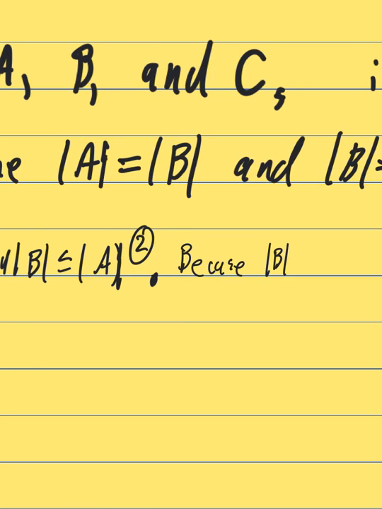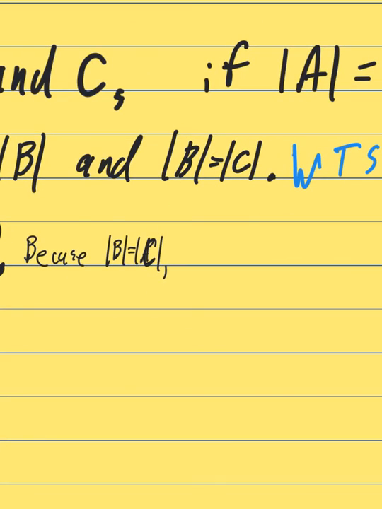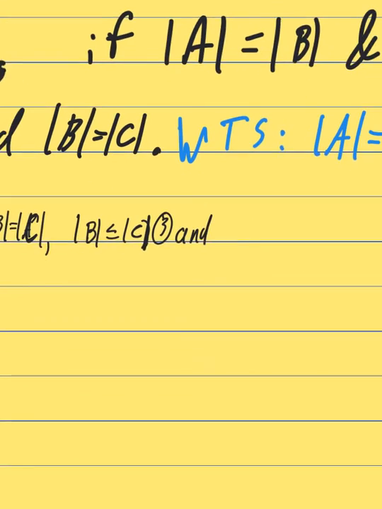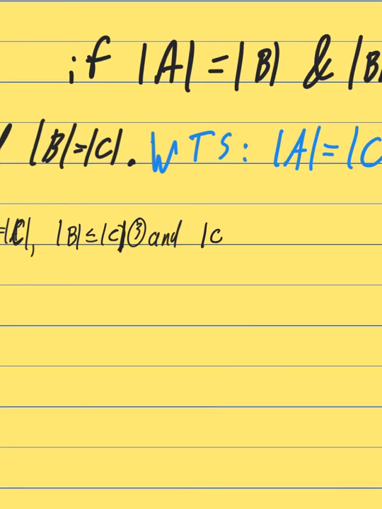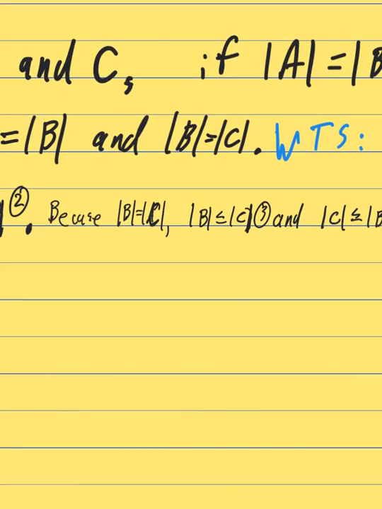Because size of B equals size of C, I conclude some things. I can conclude that the size of B is less than or equal to the size of C. That's item 3. And size of C less than or equal to the size of B. There's item 4. Now let's just combine these things together.